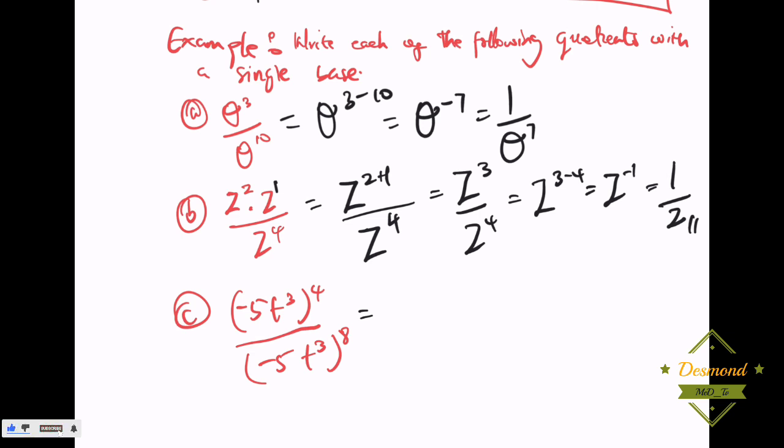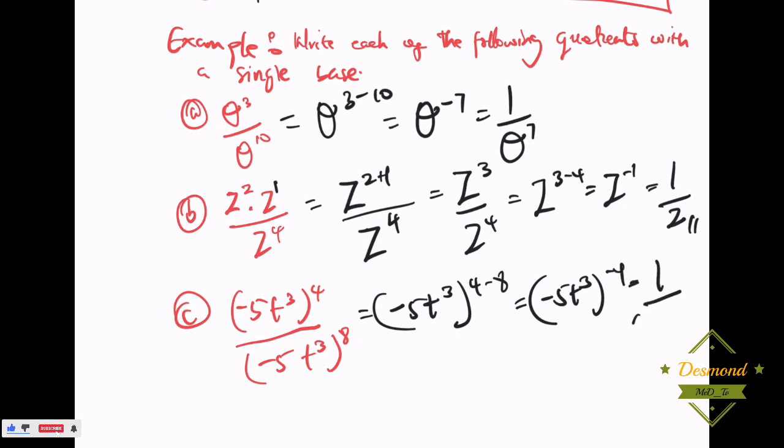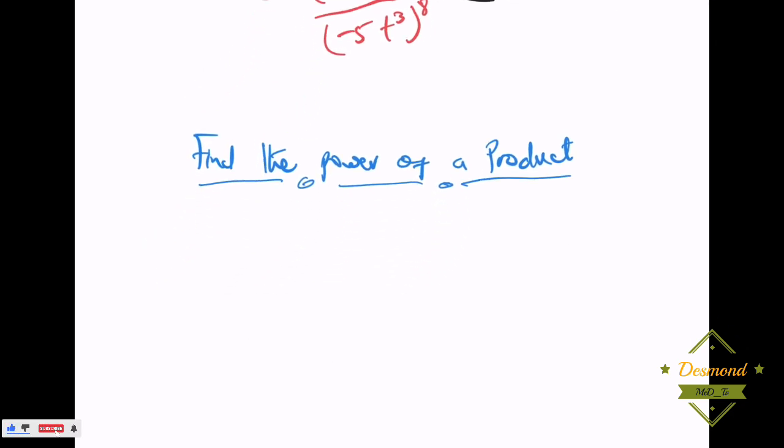With this one, we have the same base, negative 5t exponent 3. Then we have 4 minus 8 as the power. When we do that, we should get negative 5t exponent 3, all exponent negative 4. So we'll get 1 over negative 5t exponent 3, all exponent 4. So that is it for the negative rule of exponent. Very easy. Now let's look at another rule.